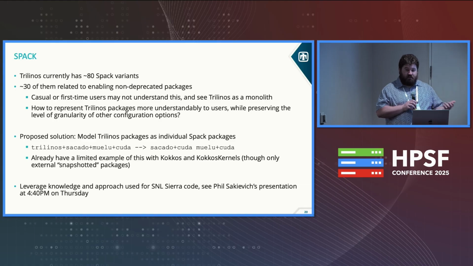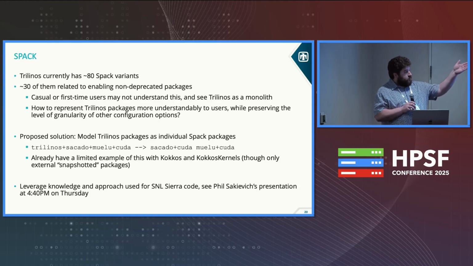They might say "spack info Trilinos" and see Trilinos with 80 variants, and they're not sure exactly which ones to turn on or off, or what they're going to get with the default build. So we want to represent that nicely from a user experience perspective while preserving the ability to have Trilinos be configured at the current level of granularity. So what we're looking at doing is modeling Trilinos within Spack as individual Spack packages.